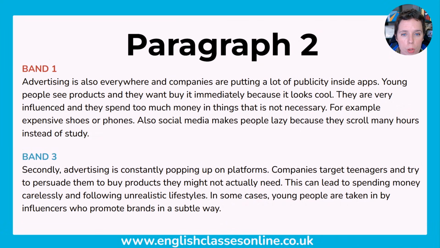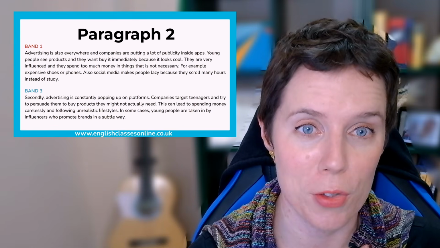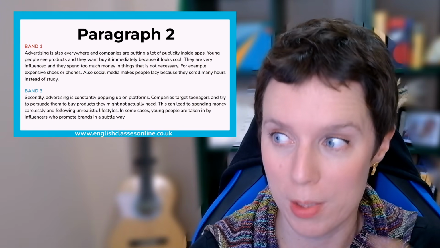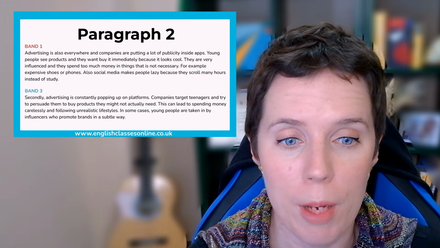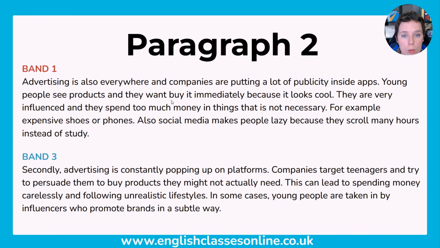"Young people see products and they want, buy it immediately." Sorry, see, that was a mistake there, which impeded my understanding of the sentence, which is why I struggled to even read it properly because of the grammar error. Okay, so we've got grammar errors. "So they want to buy it immediately because it looks cool." Too informal, it looks cool.